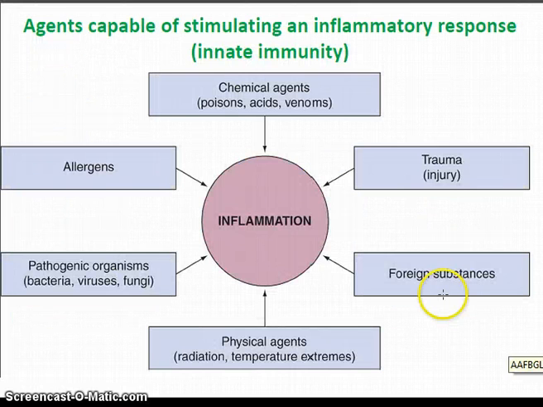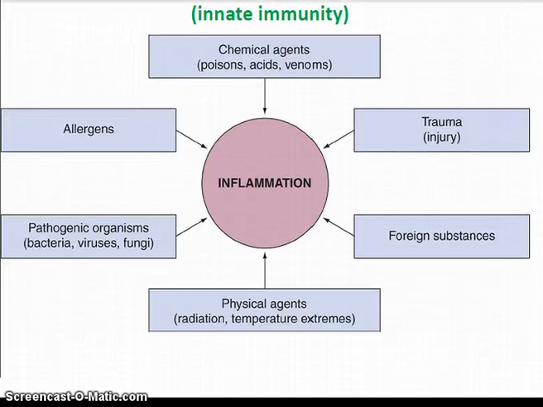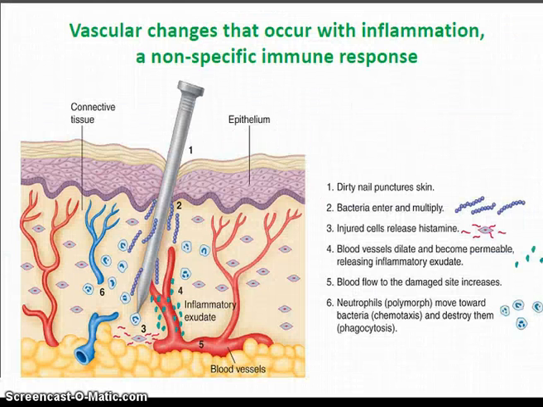Here are some agents that are capable of stimulating an inflammatory response. Again, this is innate immunity. This is non-specific immunity. It will happen every time. It does not involve memory. It does not require prior exposure. So these are some of the agents that can cause the immune response, or the inflammatory response.